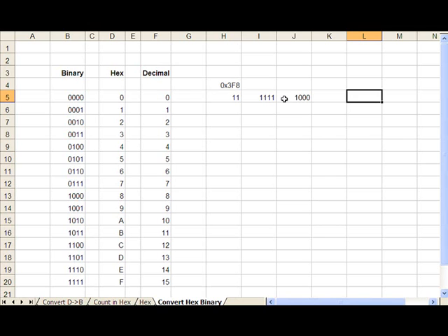Now if we wanted to convert this binary number into decimal, or this hex number into decimal, let's do both of those just for practice. Well, 3F8 we did in the last slide.